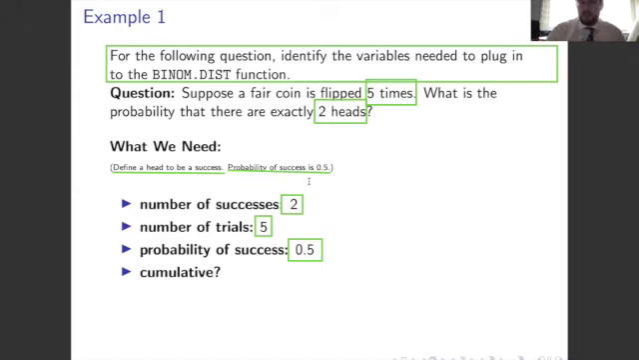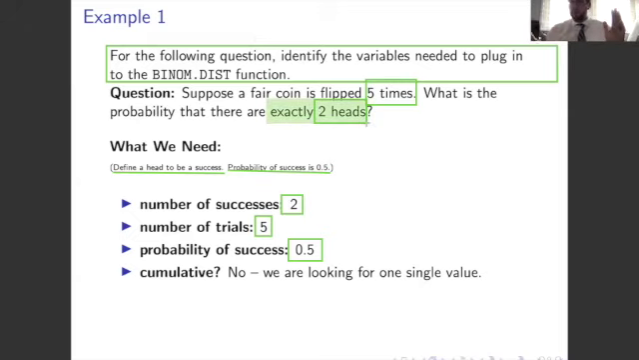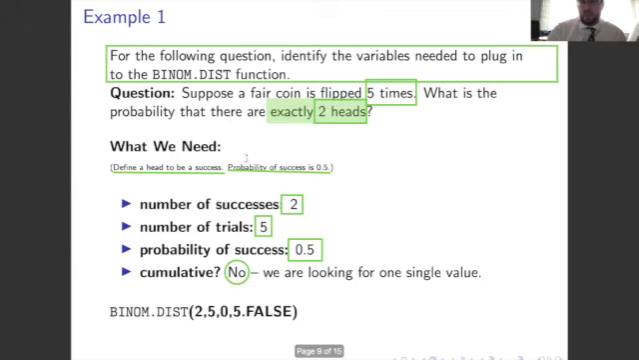This is not an example of cumulative calculation because it says exactly 2 heads. We're not looking for 0 up to 2 heads. We're looking for exactly 2 heads. So this is not a cumulative calculation. And because of that, when we go to type this into our computer, we would put false for that final variable.